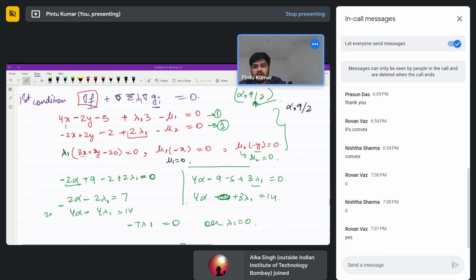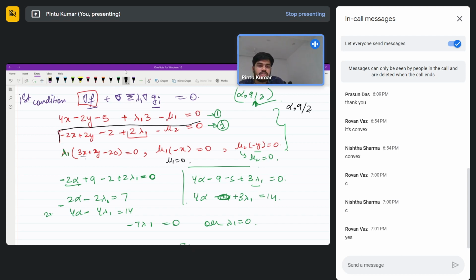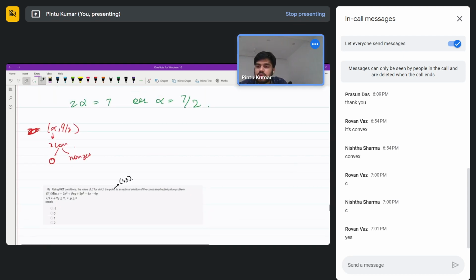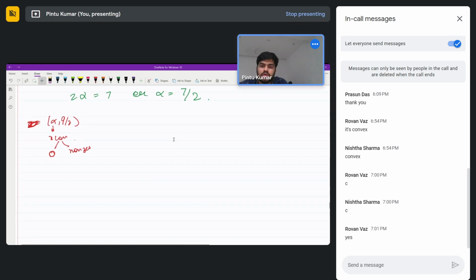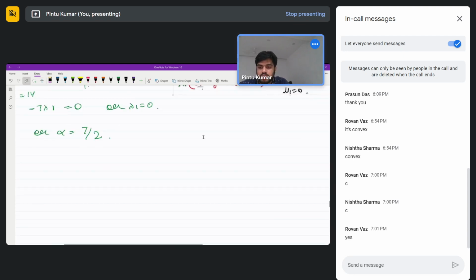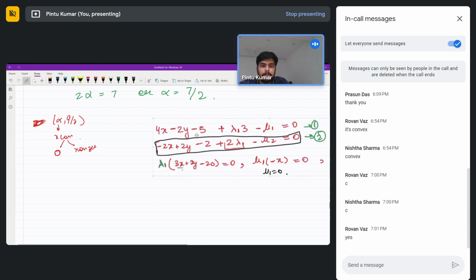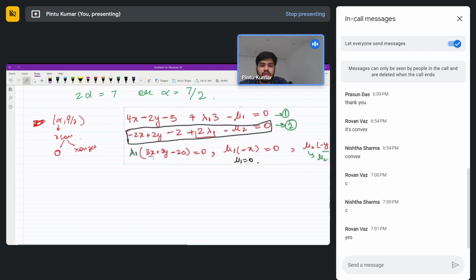So if I put everything in this equation 2, that is my x is 0, but y is non-zero. Let me just copy this thing below. Yeah. So these are the conditions that I obtained.